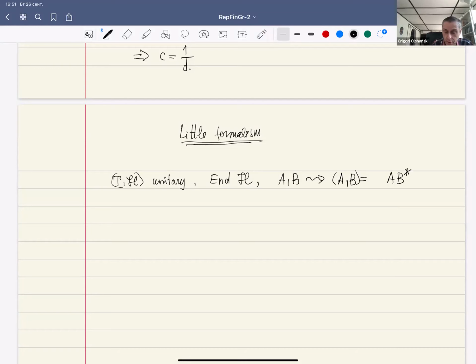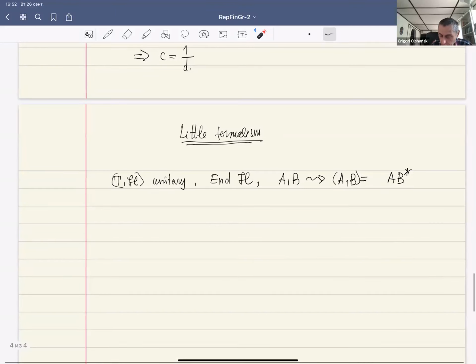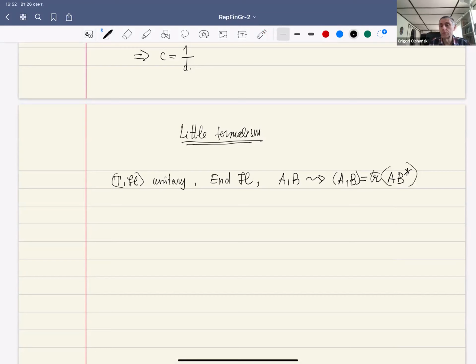And because our representation is unitary, this is a finite dimensional Hilbert space, or Euclidean space as we want. So there is the notion of adjoint operator. Take the product and take the trace. Take the trace. Is it clear what happens here? So please ask questions. Okay.